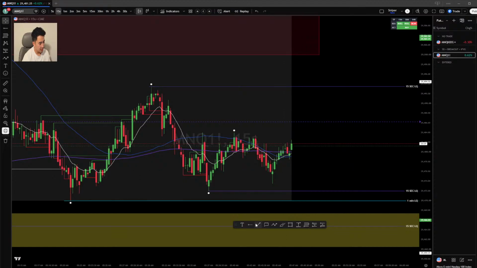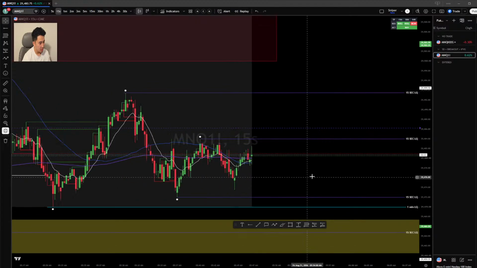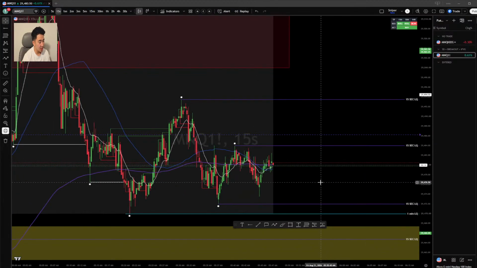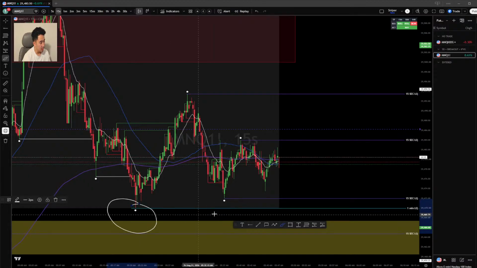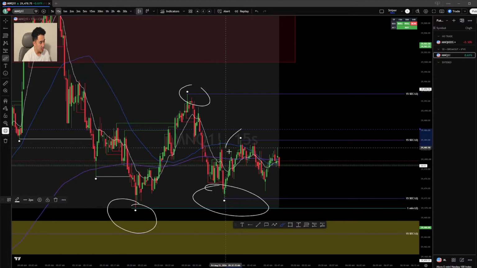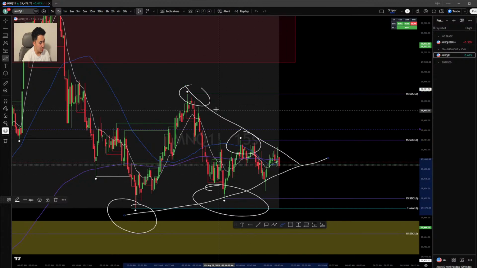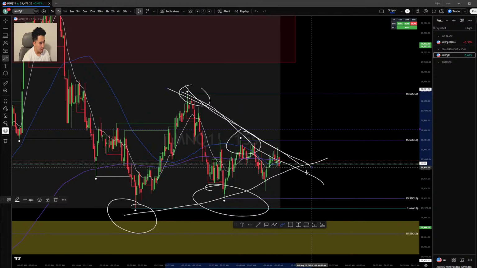You have 15-second liquidity right here. So if you see a bunch of 15-second liquidities or even 1 minute liquidity zones, and they're getting closer and closer to each other, that just means that price is consolidating on that time frame. Right, so here's a 15-second, it's getting higher, this is getting lower. Price is pretty much just consolidating right here, as you can see with this trend line.